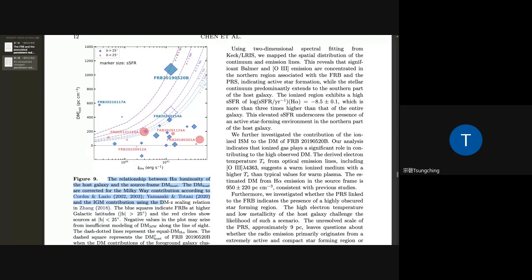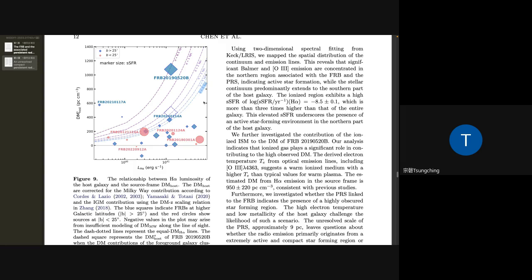So in this image, they are comparing the relation between the H-alpha and the DM host. The relation is a power law. So you can see the line is a power law line, and they have a parameter. The A means the scale of the gas. So when A is small, it means the gas is very small, not very spread out in the host galaxy.